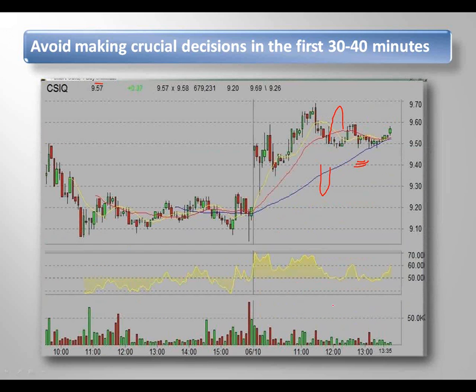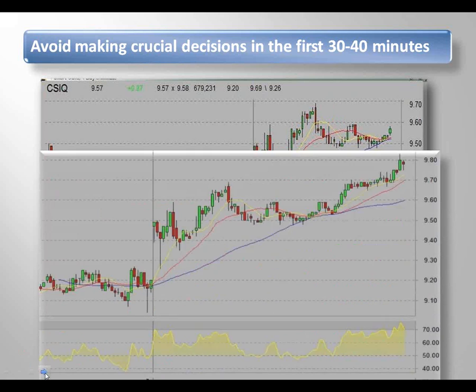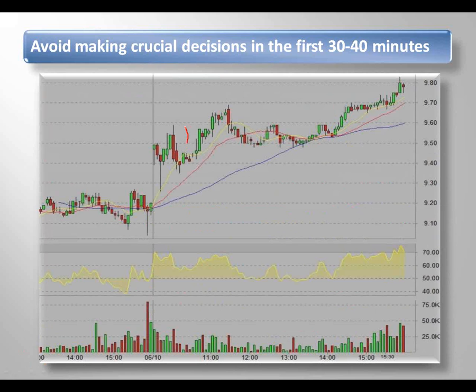And I think I have a second chart. There's a second chart showing the same thing. First period of the day. Oh, that's the same chart. I'm sorry. Okay, here's another chart.